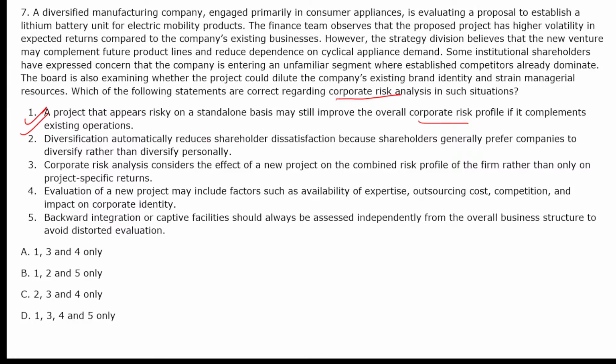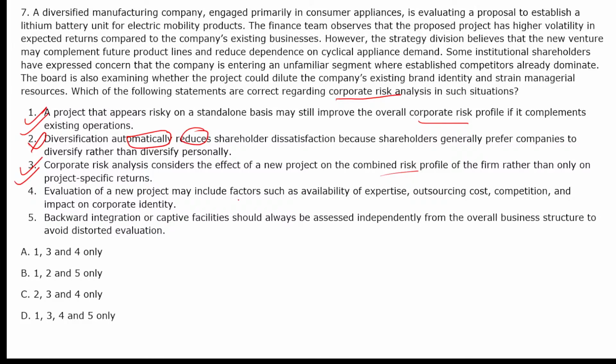Option 2: diversification automatically reduces shareholder dissatisfaction. This is incorrect. Shareholders may not always support diversification. Shareholders want to diversify their portfolio individually; they do not want the company to diversify. So the second is incorrect. Third: corporate risk analysis considers the effect of a new project on the combined risk profile. Correct.